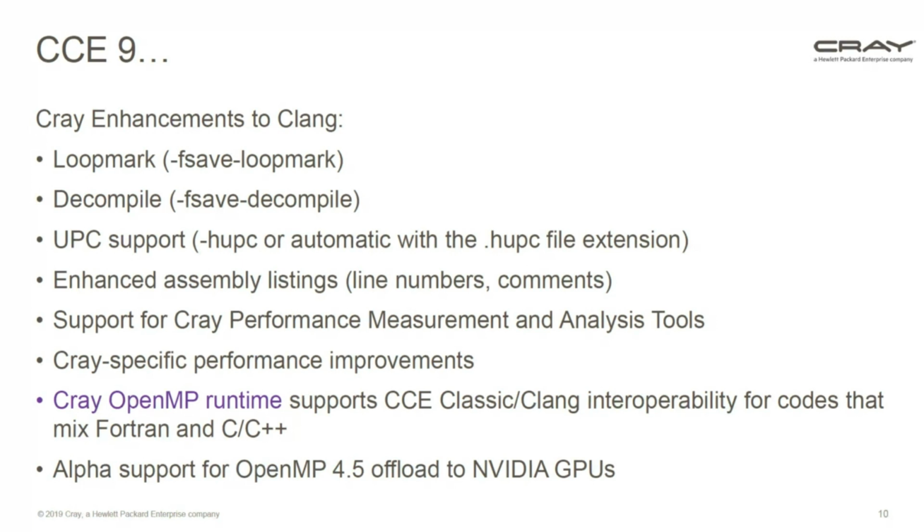Now, one thing that's not being taken up is the Clang implementation for the OpenMP runtime. That is a Cray implementation, and there's a lightweight wrapper between the two, so that you can mix Clang OpenMP with Cray OpenMP. But this is something that's been developed by the Cray developers. And in alpha is support for the OpenMP 4.5 directives that allow you to program NVIDIA GPUs.